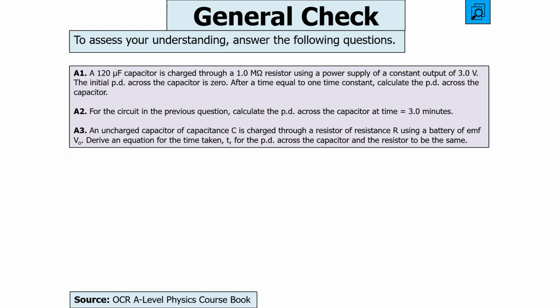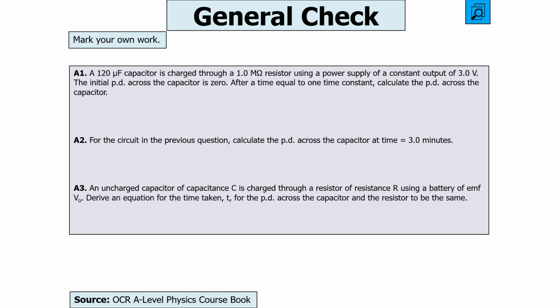The next question says a 120 microfarad capacitor is charged through a 1 megaohm resistor using a power supply of a constant output of 3.0 volts. The initial PD across the capacitor is 0. After a time equal to 1 time constant, calculate the PD across the capacitor. Then for the circuit in this previous question, calculate the PD across the capacitor at a time of 3 minutes. Then an uncharged capacitor of capacitance C is charged through a resistor of resistance R using a battery of EMF V₀. Derive an equation for the time taken t for the PD across the capacitor and the resistor to be the same. So pause the video now, then unpause the video when you want to go through your answer.